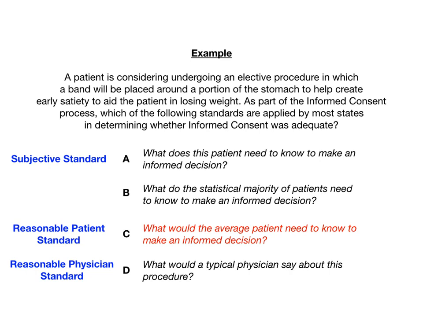So A, what does the patient need to know to make an informed decision? That's known as the subjective standard of informed consent. So it's what the patient needs to know, and it's subjective because it's subjective to each patient.